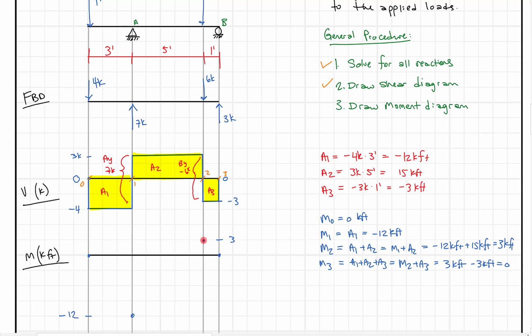So there are points, right, but now we need to connect them. And the cool thing about this is the height of the shear diagram is equal to the slope of the moment diagram.